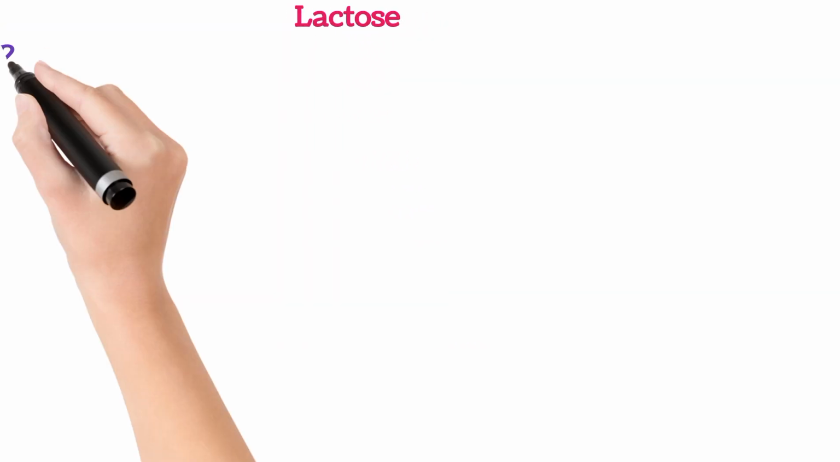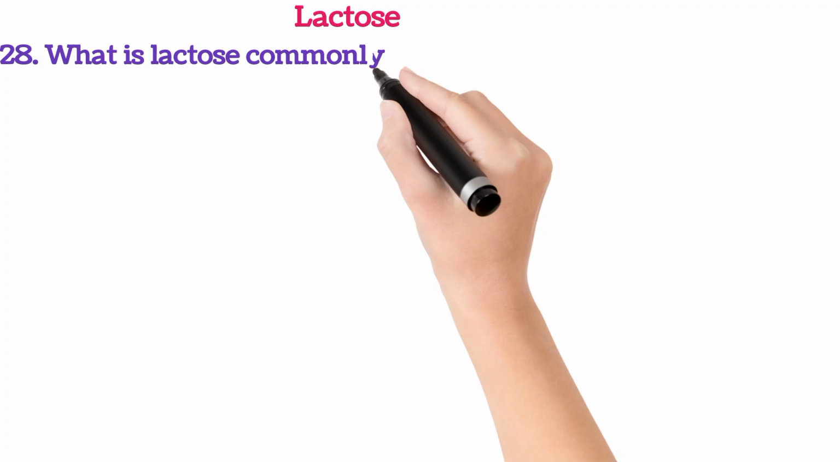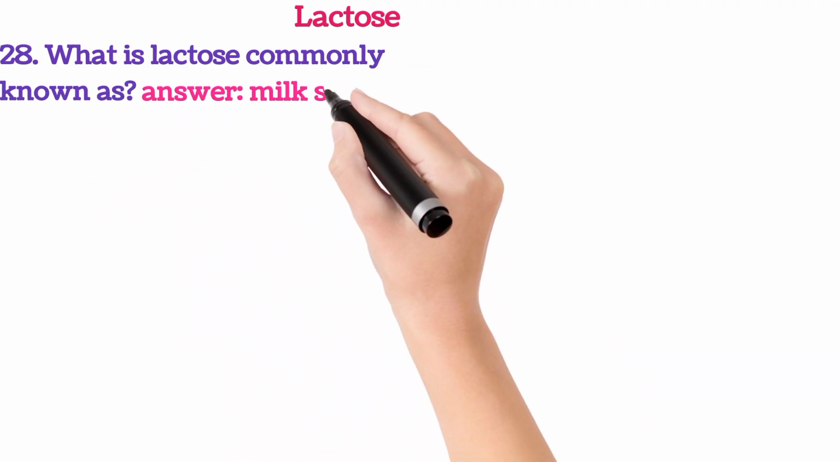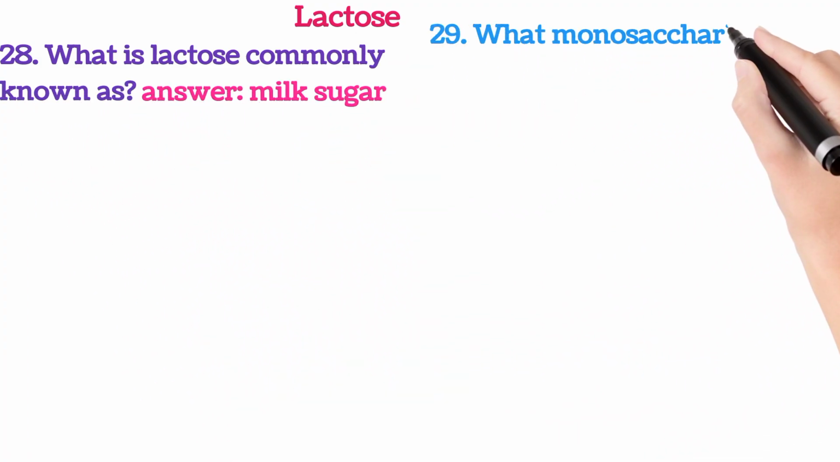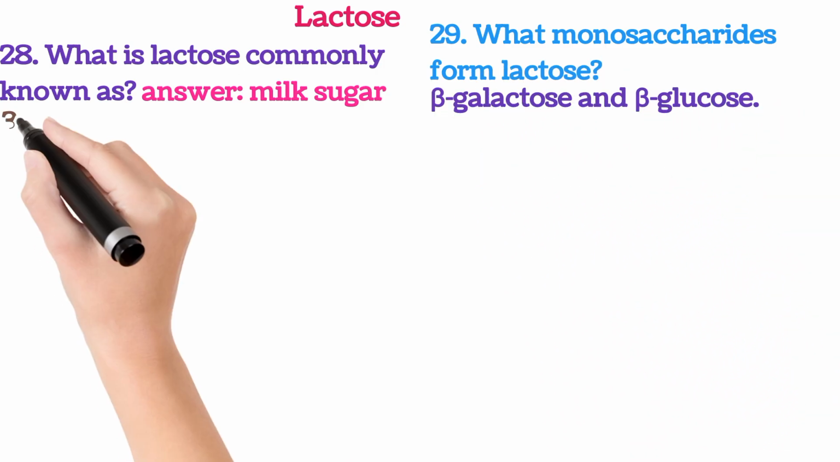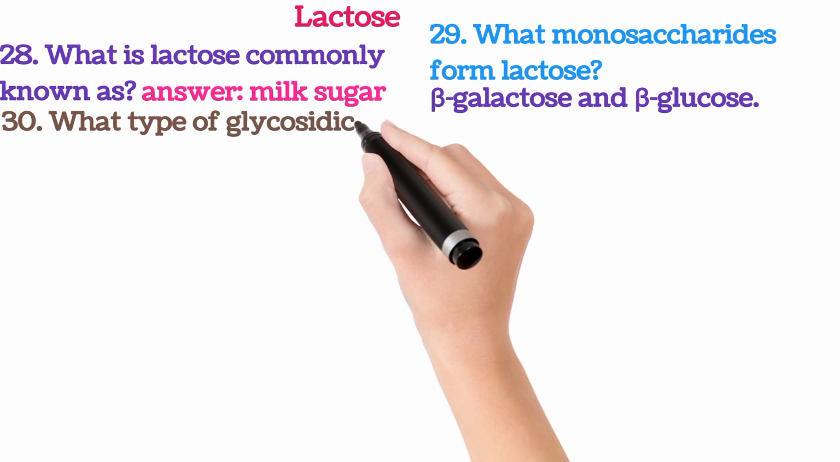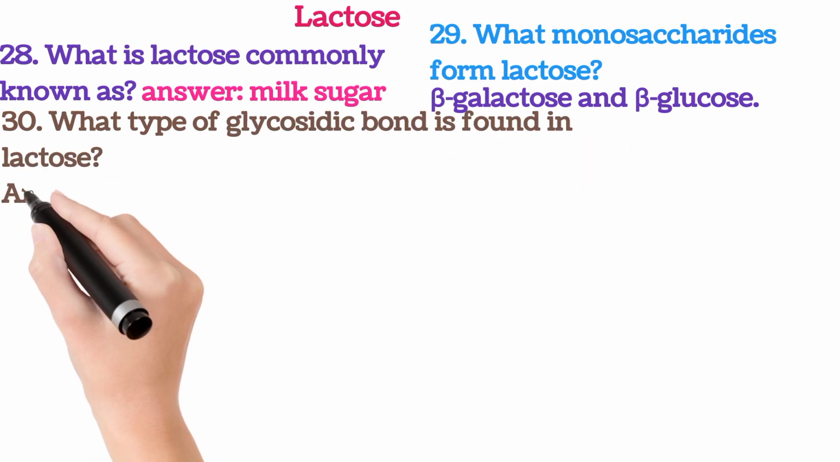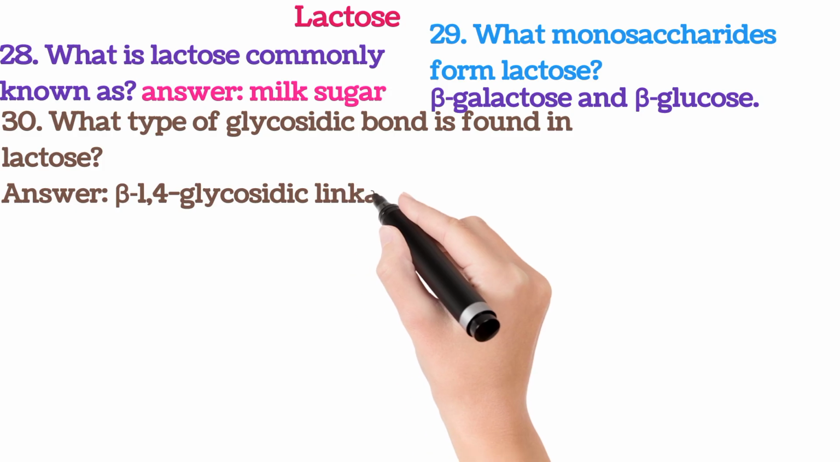Lactose. 28. What is lactose commonly known as? Milk sugar. 29. What monosaccharides form lactose? Beta-galactose and beta-glucose. 30. What type of glycosidic bond is found in lactose? Beta 1,4 glycosidic linkage.